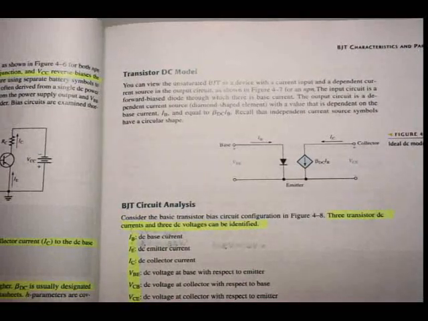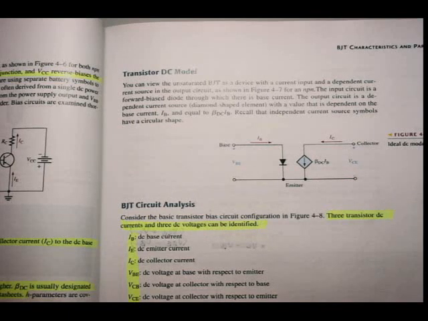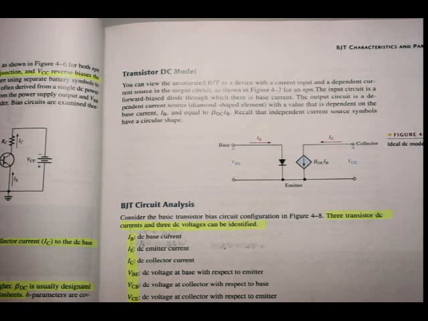as a device with a current input and a dependent current source in the output circuit, as shown in figure 4.7 for an NPN. The input circuit is a forward bias diode through which there is a base current. The output circuit is a dependent current source, that's the diamond shaped element, with a value that is dependent on the base current, IB, and equal to beta DC times IB. Recall that independent current source symbols have a circular shape, as you've seen earlier in the textbook.